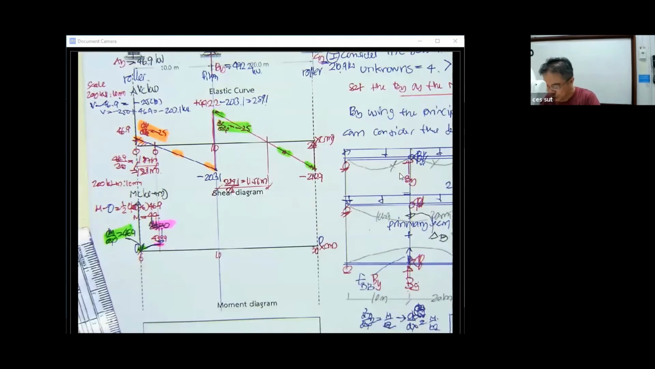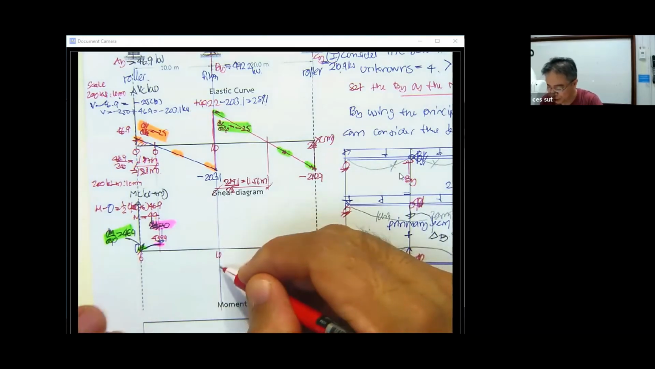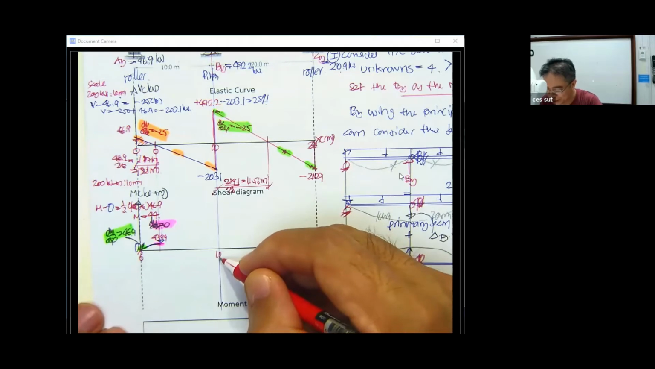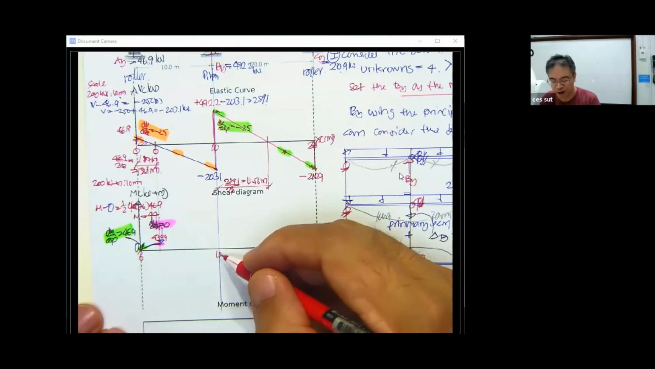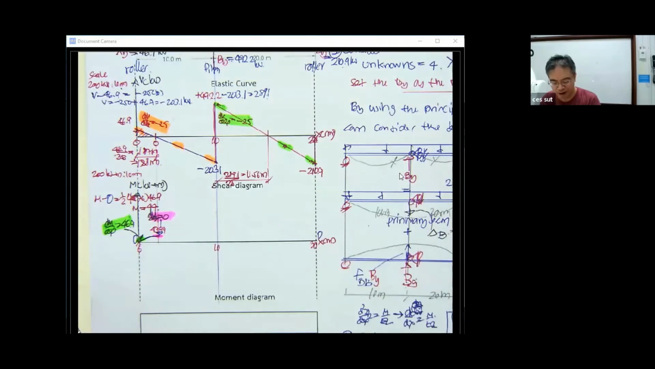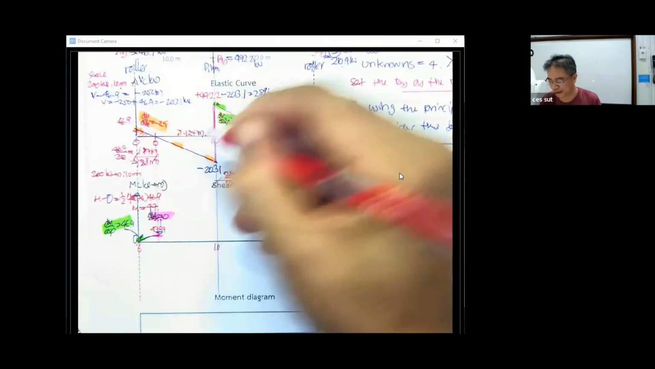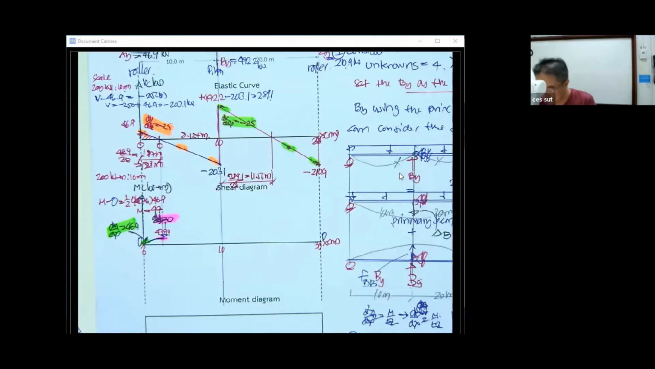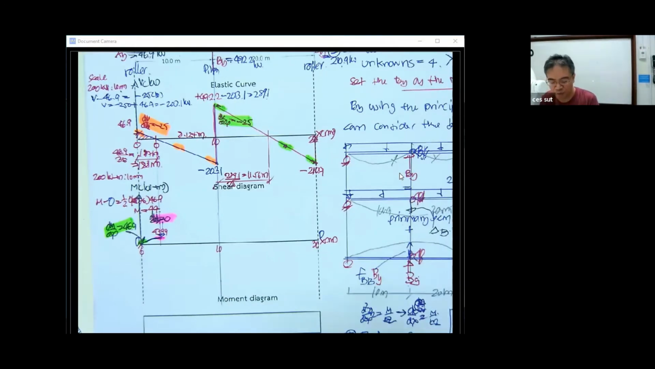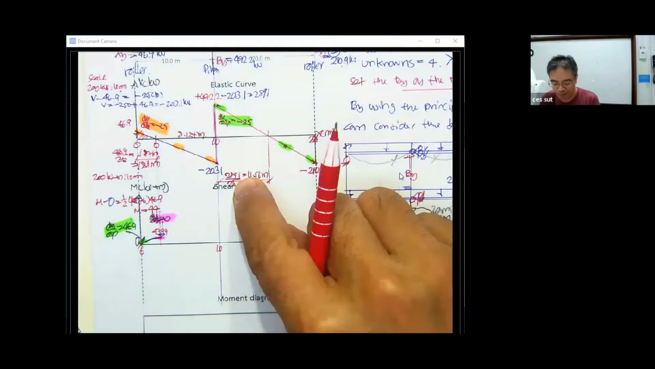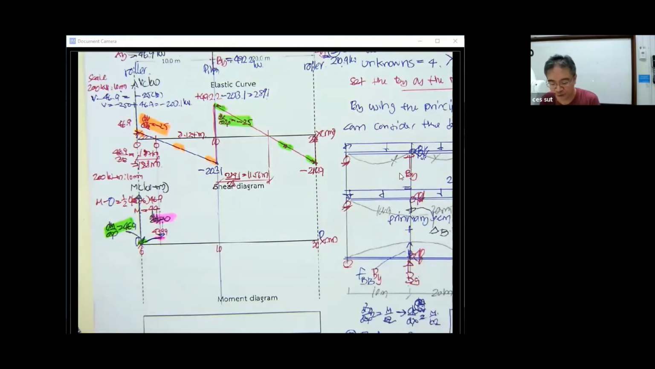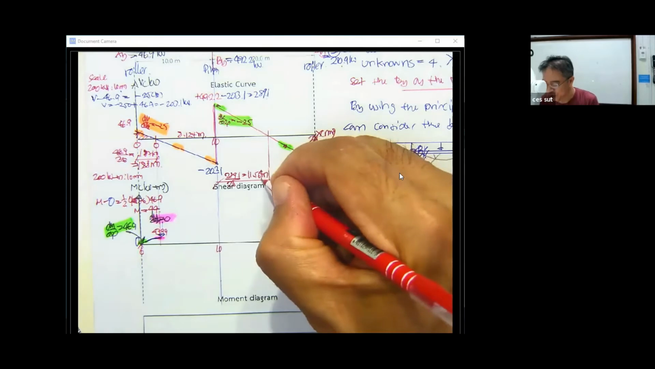Then what is going to be the moment here? We have to consider it. The distance we have here is 10 minus 1.876, so this is going to be 8.124 meters. And this is 289.1, divided by 25, this is 11.564.